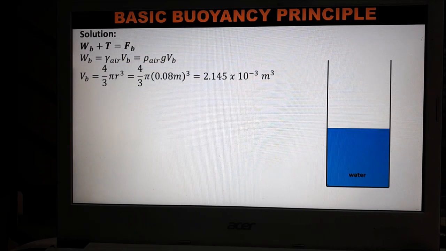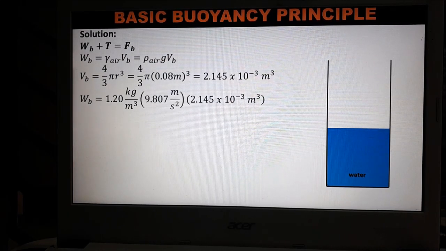Now, solving for the volume of the ball, since the ball is spherical, the volume is 4 over 3 pi r cubed. Substituting the given value, the volume of the ball is equal to 2.145 times 10 raised to the negative 3 cubic meter. And then substituting the given values such as the density of the air times the acceleration due to gravity times the volume of the ball, the weight of the ball is equal to 0.025 Newton.